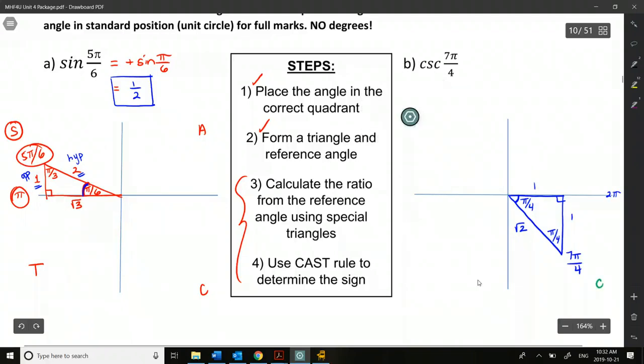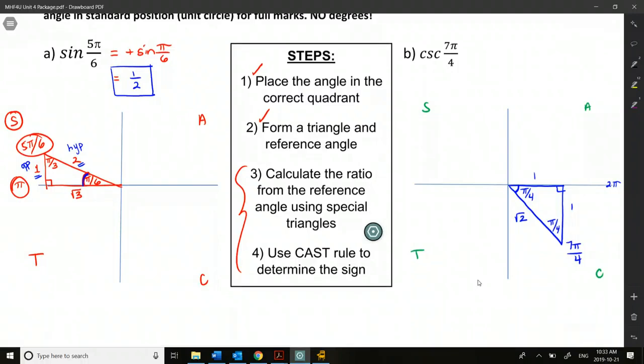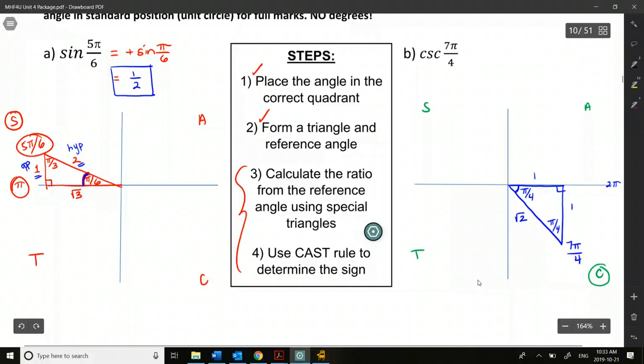And then we'll also just write out the CAST rule here. Cosecant is a reciprocal ratio. What is cosecant the reciprocal of? Sine. Yes, so cosecant is the reciprocal of sine. Cosecant will be positive where sine is positive and negative where sine is negative. So I'm taking the cosecant of something in the cosine quadrant, so my answer will be negative, right? It will be the negative cosecant of the reference angle, which is pi over 4.